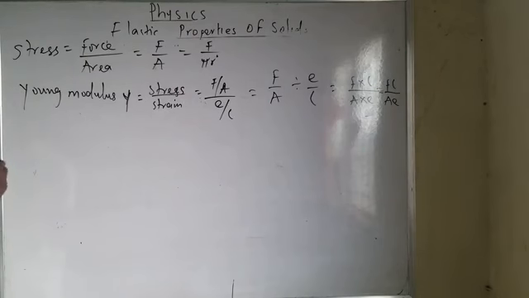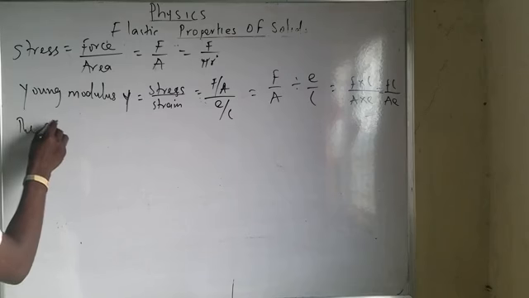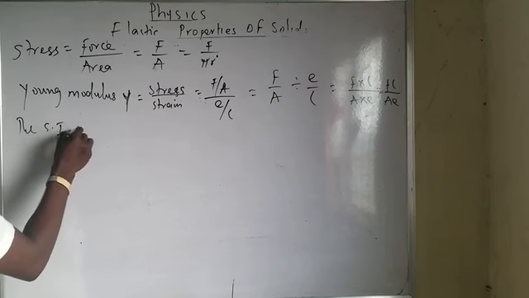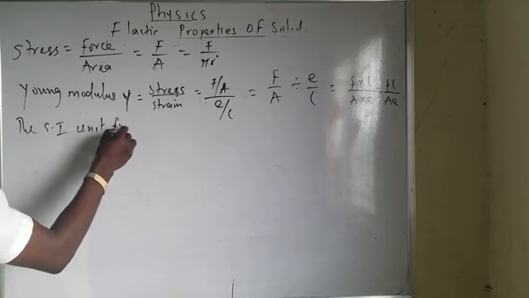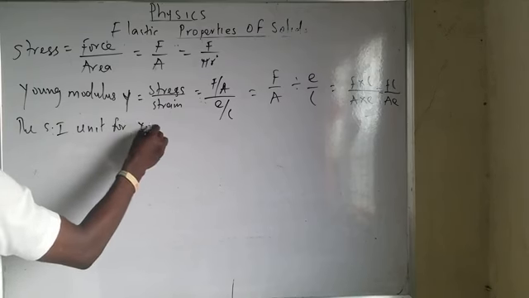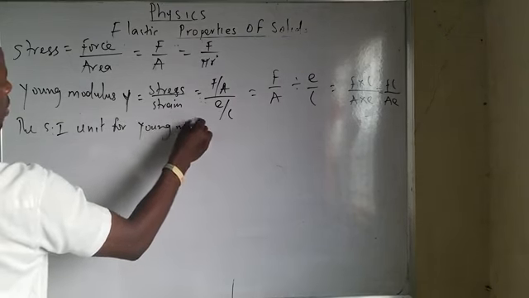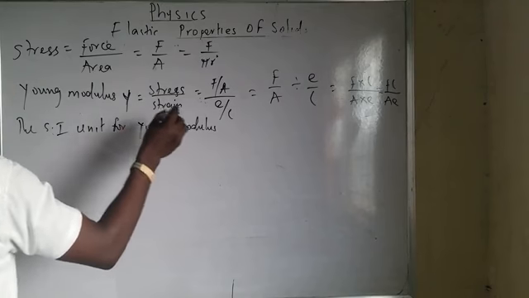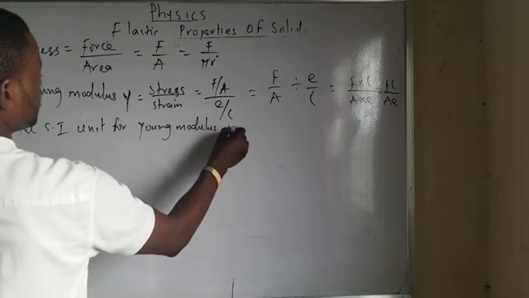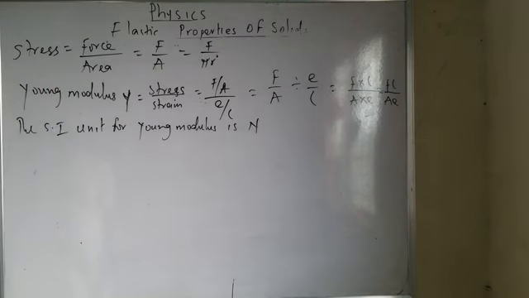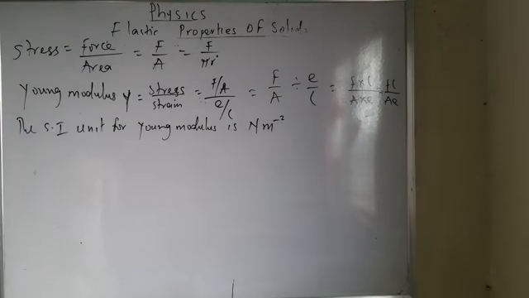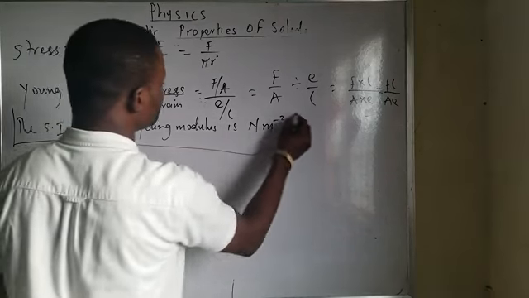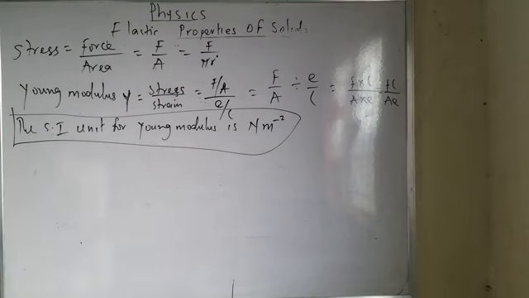The SI unit for modulus, Young modulus, is Newton per meter square. Newton per meter square. Please take note of that. It means your SI unit for that is Newton per meter square.